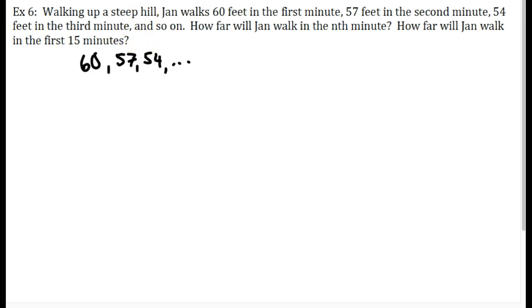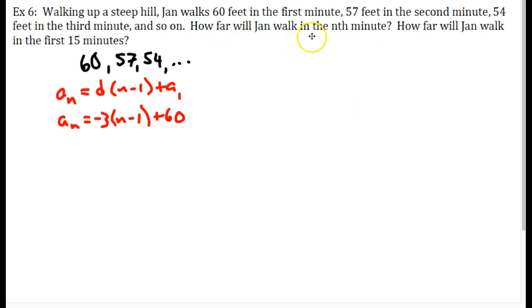So first, we want to think about writing an explicit formula. A sub n equals d times n minus 1 plus a sub 1. I can see that my common difference is negative 3, and I'm going down by 3 every time. So a sub n is going to be negative 3 times n minus 1, and my first term is 60. This would be my nth term. This answers the first part of the question: how far will Jan walk in the nth minute?